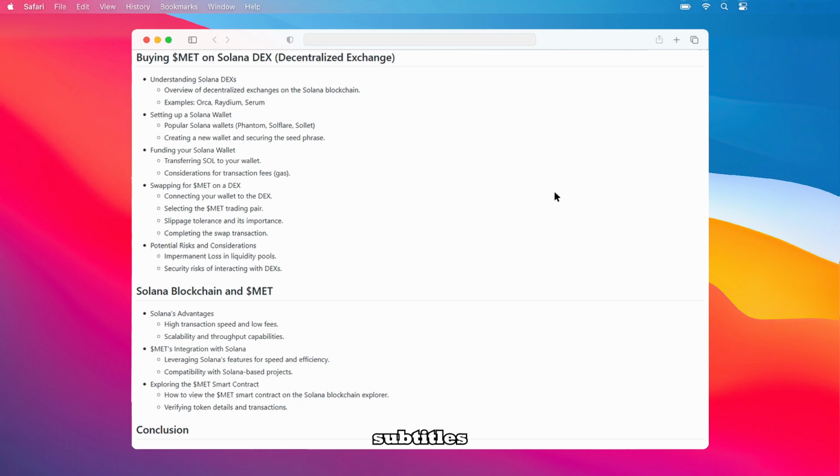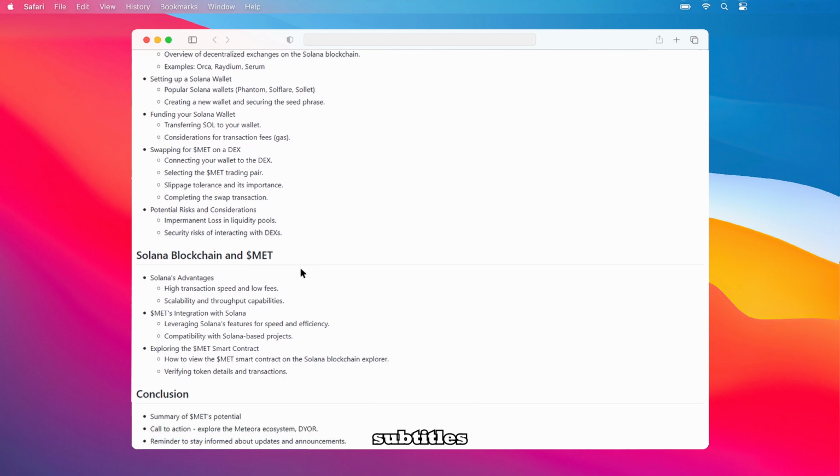Let's delve into how $MET utilizes the Solana blockchain. Solana offers some key advantages, including its impressive transaction speed and notably low fees, along with its scalability and high throughput. $MET integrates directly with Solana, leveraging these features for enhanced speed and efficiency, while also ensuring compatibility with other Solana-based projects. If you're interested in examining the specifics, you can easily view the $MET smart contract using a Solana blockchain explorer, where you can verify essential token details and keep track of all transactions.